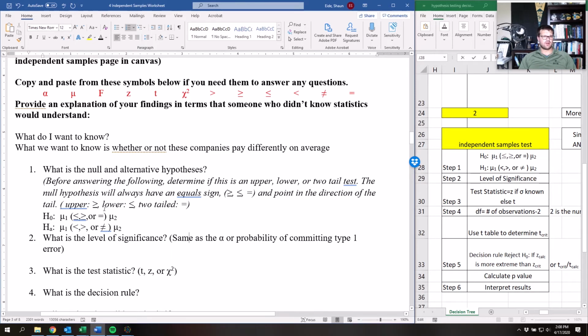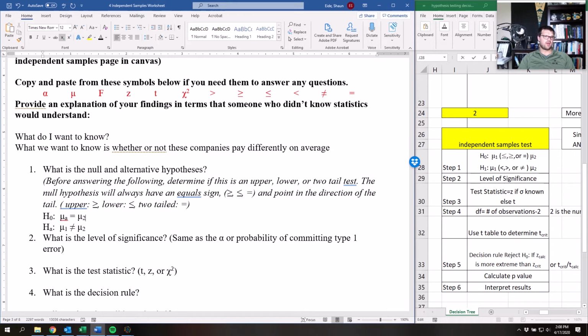What we want to know is, are they different? And if we want to know are they different, then we know that it is a two-tailed test, and that the null hypothesis is going to be that there is no difference between the two. There's no direction at all. It just says, are they different? And then the alternative hypothesis is going to say that there is a difference.